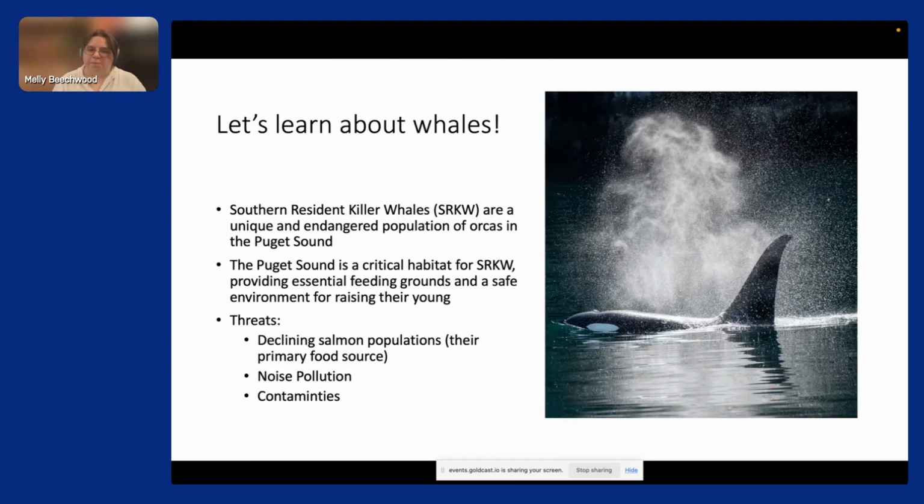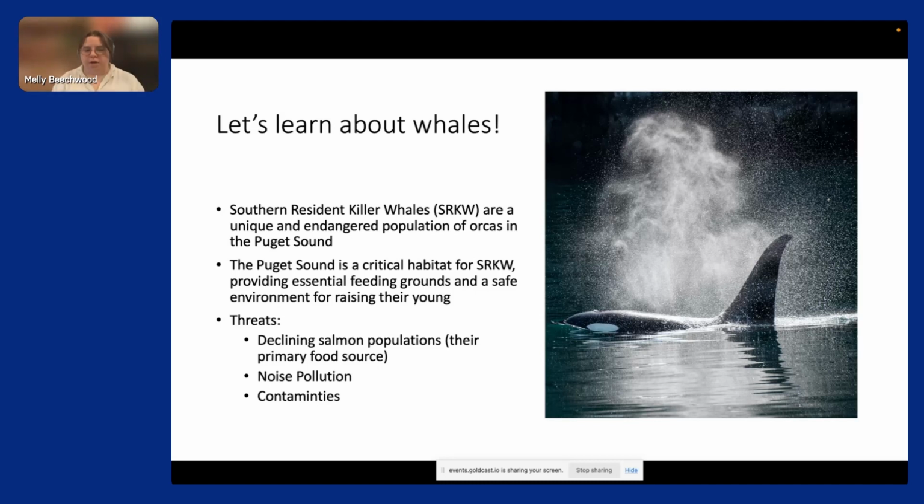So this unique and endangered population is only found in the Puget Sound. The Puget Sound is thus a critical habitat. It has essential feeding grounds and is a safe environment for raising their young. Unlike other orcas, such as our transient, who are mammal eaters, these southern resident orcas only eat fish. And the declining salmon population, which is their primary food source, has been thought to be one of the major problems with why they're really not bouncing back.